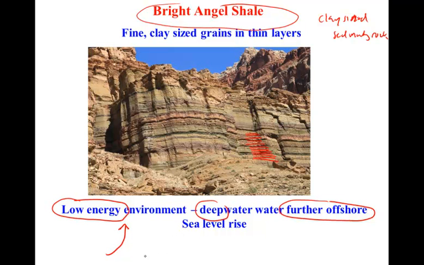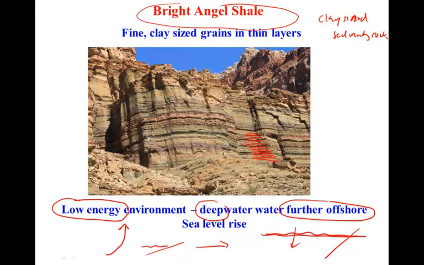As sea level rose, the Grand Canyon region found itself farther from the shoreline. Sea level rise moves the shoreline away from the Grand Canyon region and puts the Grand Canyon region in deeper water, farther offshore. The environment has changed from near shore to offshore, high energy to low energy. Sediment being deposited changes from sand to clay. That shows up as a change from sandstone to shale.